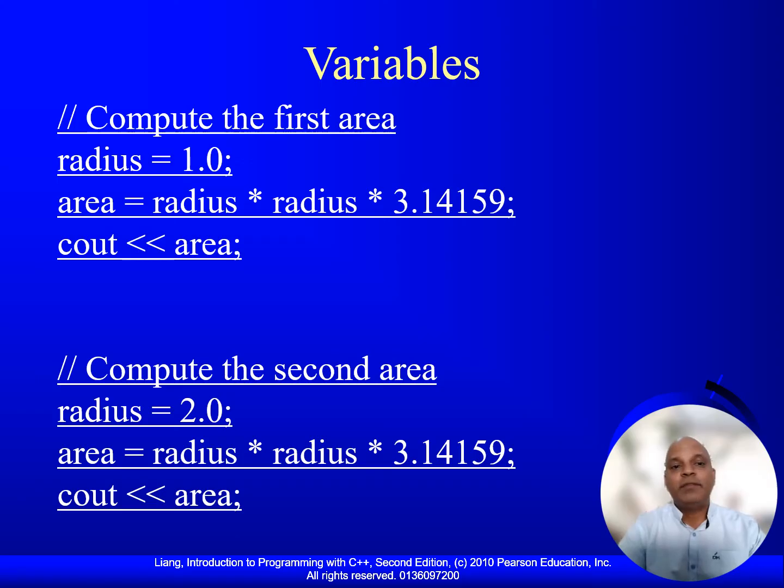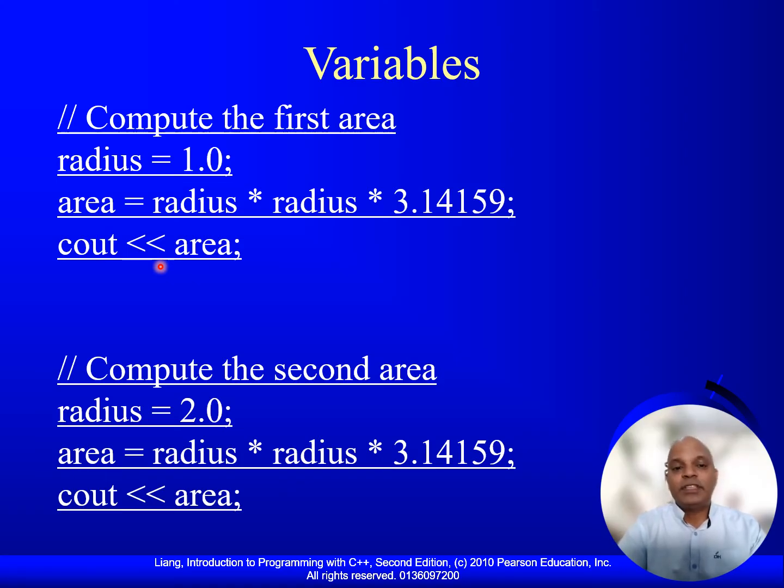Variables. So here's my variable. Radius is equal to 1.0. So that gives you a hint that's a double. Area is equal to radius times 3.159. Area is a variable. See out area. I'm displaying that on screen.